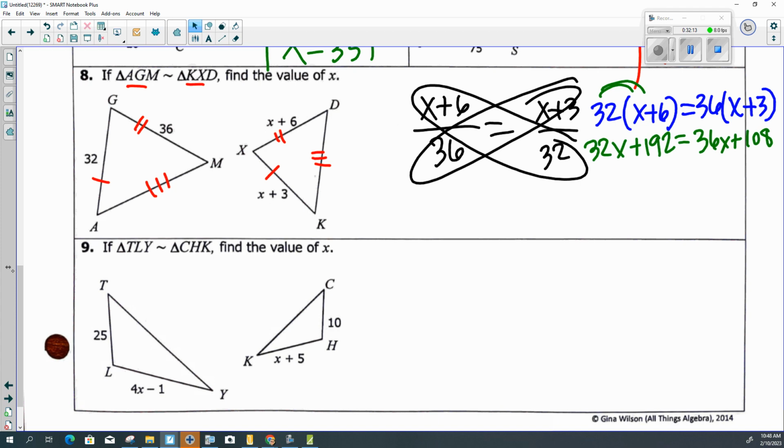So on the other side, again, turn your notes page back over. If you finish solving number 8, it is x equals 21, if you want to make sure you did it right. 84 divided by 4 is 21.